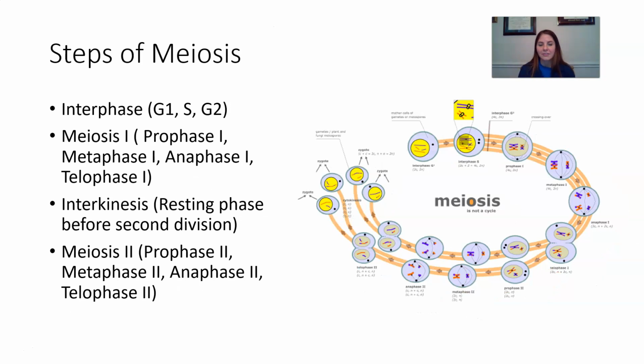So, steps of meiosis. We have interphase, which, similarly to mitosis, is composed of G1, S for synthesis, and G2. In meiosis 1, we have prophase 1, metaphase 1, anaphase 1, and telophase 1. We also have this kind of weird thing called interkinesis, and that's going to be that portion of time in between meiosis 1 and meiosis 2. Meiosis 2 consists of prophase 2, metaphase 2, anaphase 2, and telophase 2.